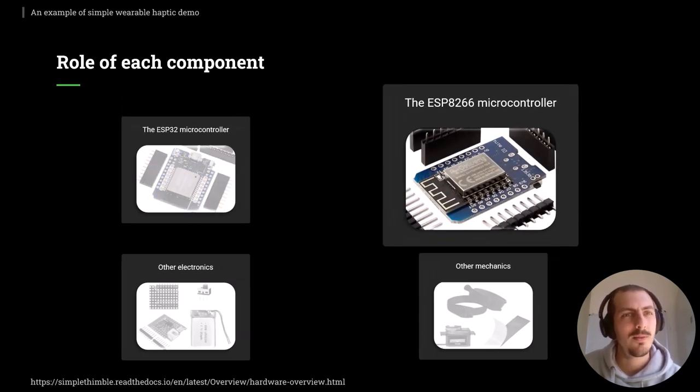The ESP8266 is a wearable ESP microcontroller, which will receive data wirelessly from the dongle connected to the computer, and this microcontroller will control the two servo motors which are inside each thimble.